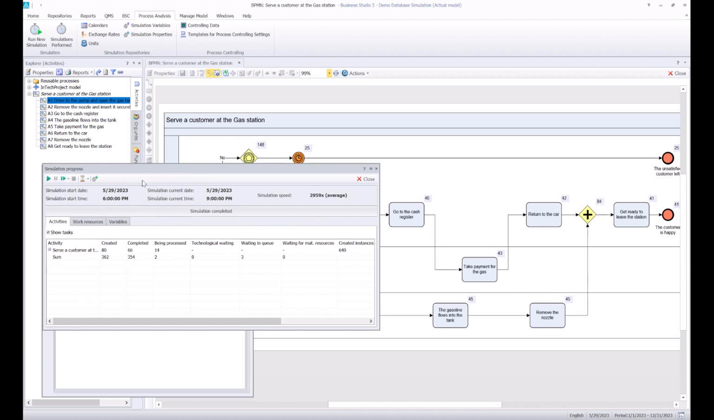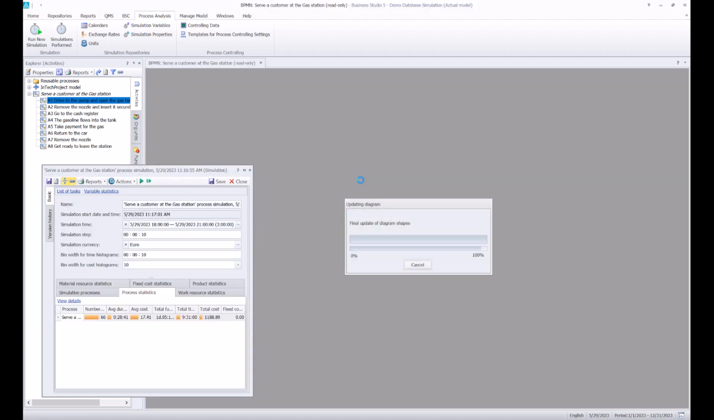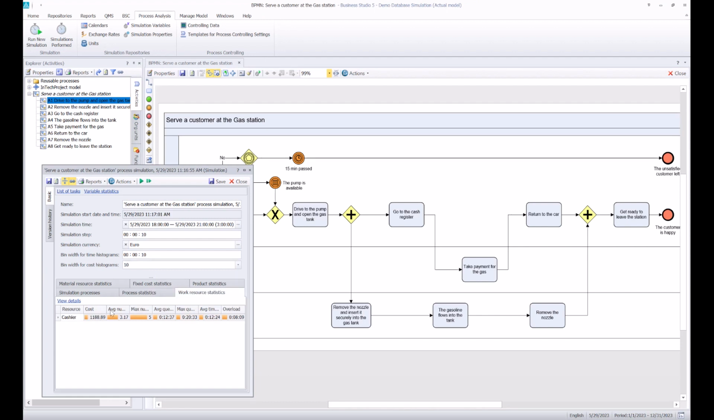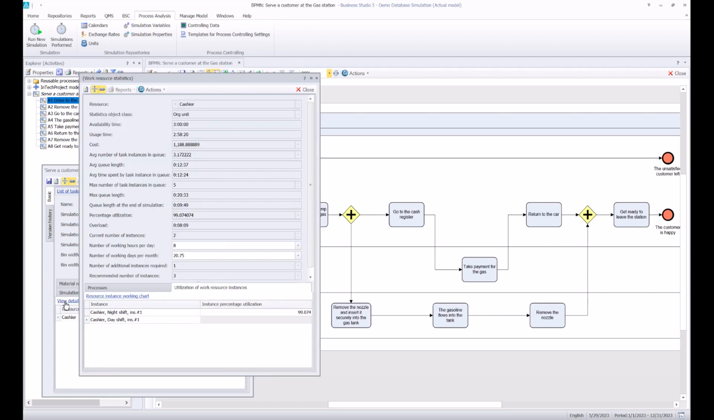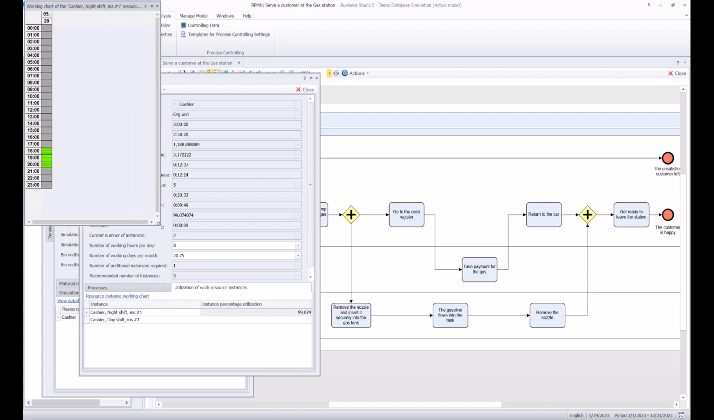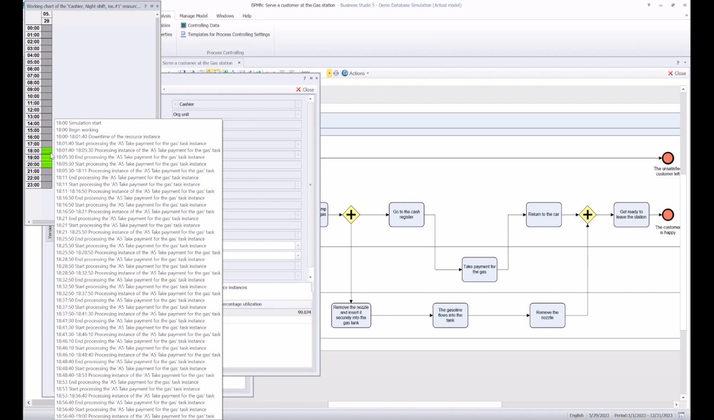The situation hasn't changed. Analyzing the results, you see that customers may spend up to 12 minutes in the queue waiting for the cashier that is overloaded. Thus, the cashier is a bottleneck.